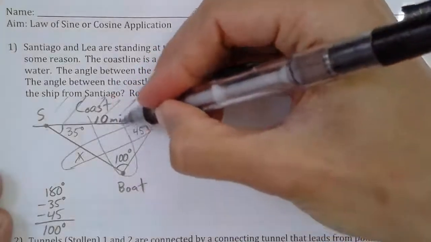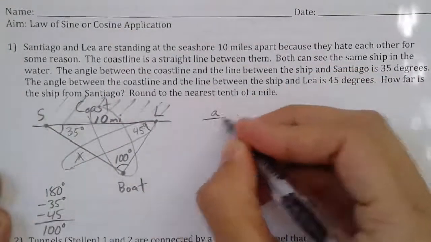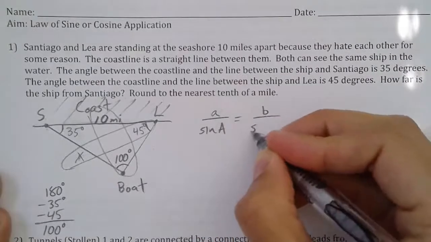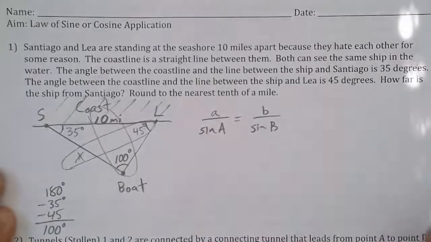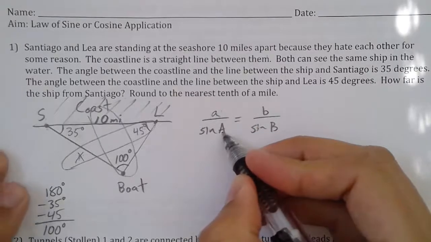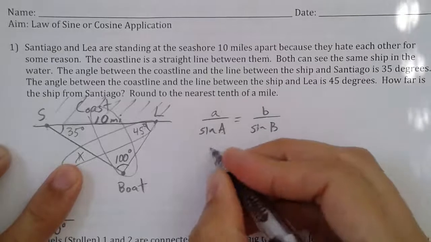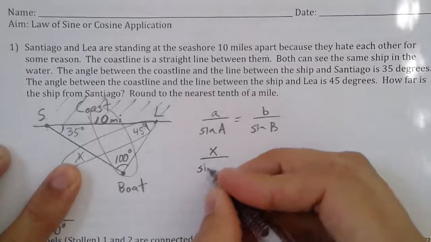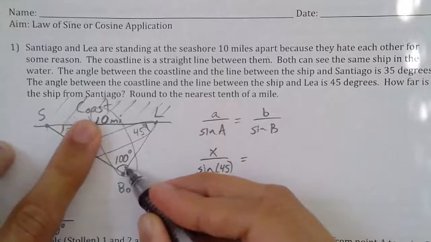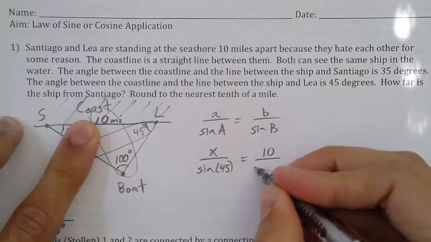Awesome. So what's law of sine again? Law of sine is a over sine of A is equal to b over sine of B. And lowercase a is the side, and this capital A is the angle. So maybe I'll use these two over here. So the side is x, and sine of angle 45 is equal to b over sine of B. So b is the side, so I'm going to put 10 over sine of angle 100 degrees.